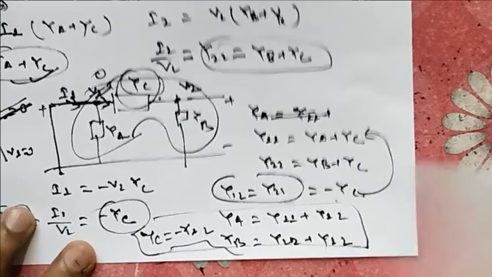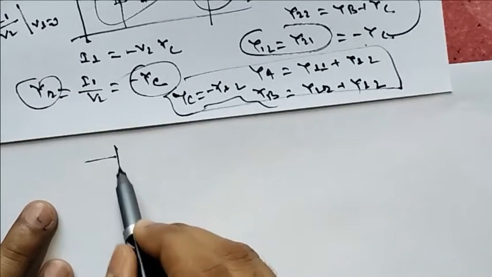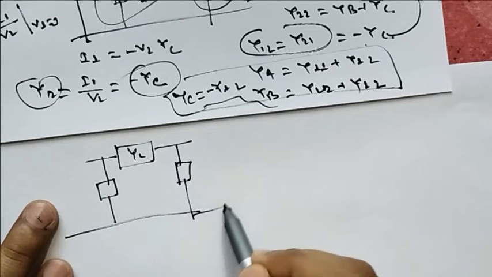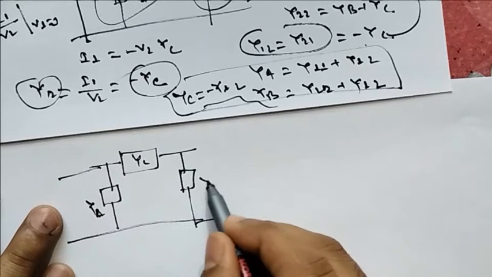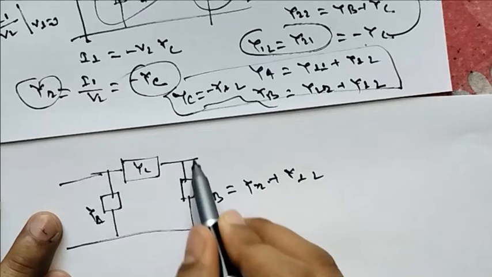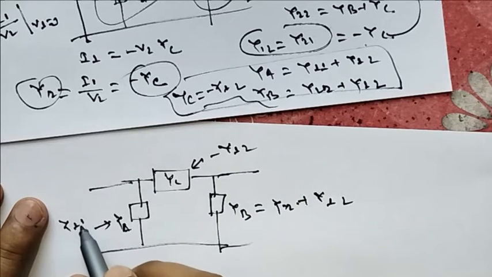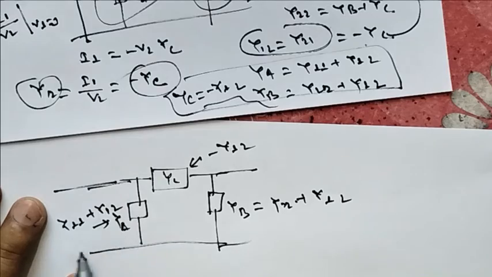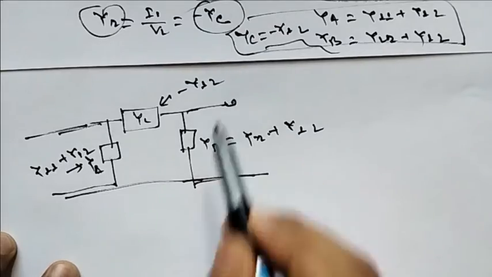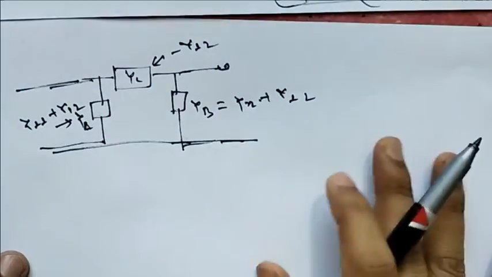Now let me take another sheet. Now this network that I have taken, this is yc, this is ya, and this is your yb. Now this yb can be replaced by y22 plus y12, this is yc, minus y12, and this ya can be replaced by y11 plus y12. So these are the equations that it can be represented with. This is the most general equation that we got of the y network, or we can say the y parameter.